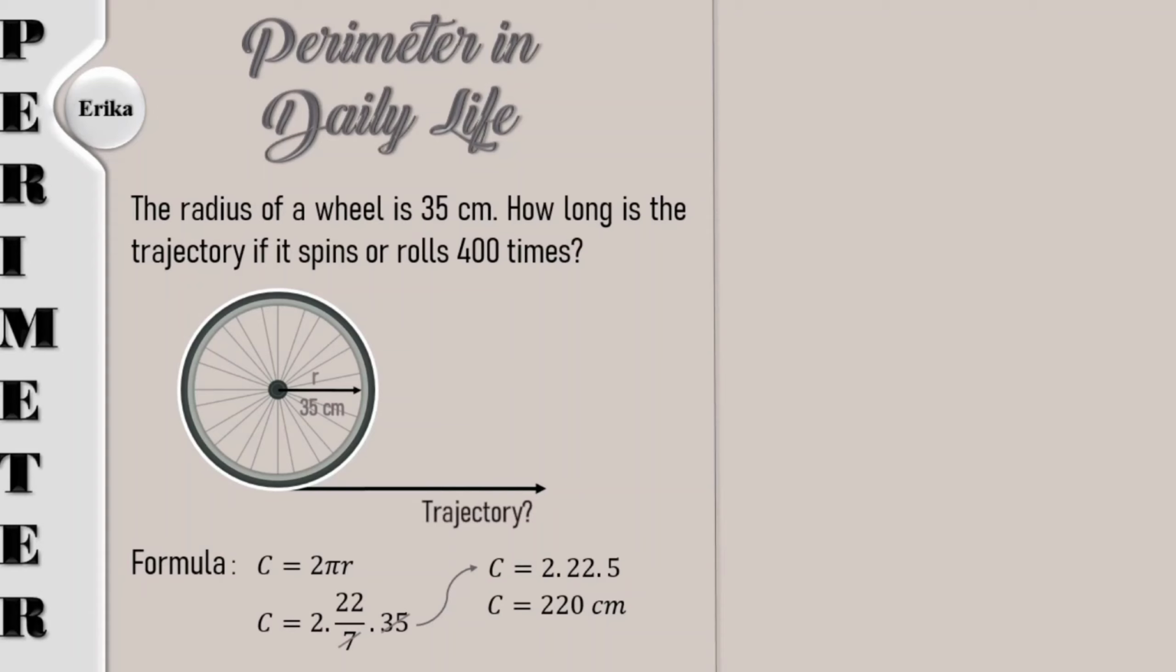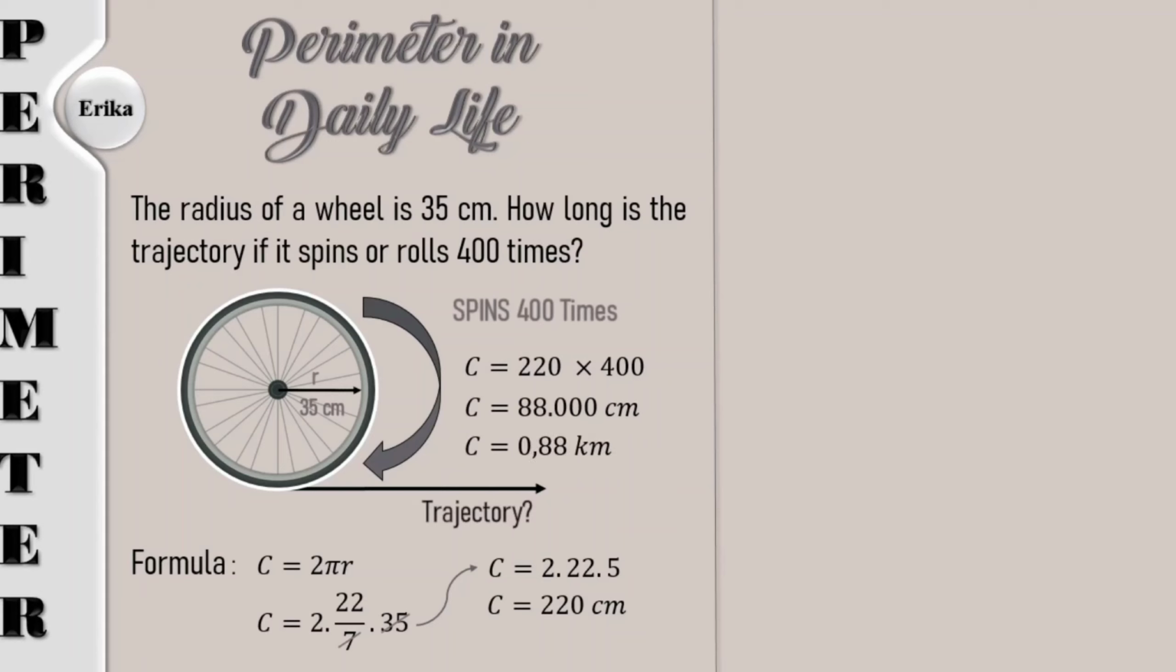But guys, this is not the final result, yeah? 220 centimeters is just the circumference, or the length of trajectory if it spins 1 time. What about if it spins 400 times? Yeah, you're right. We just have to multiply 220 with 400. So, the final result is 88,000 centimeters or 880 meters.